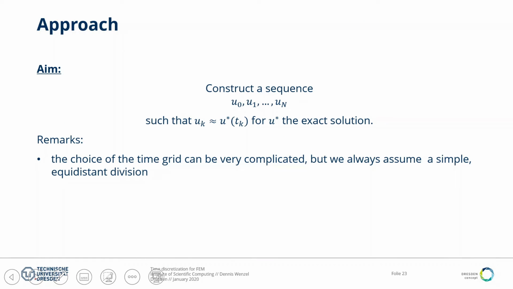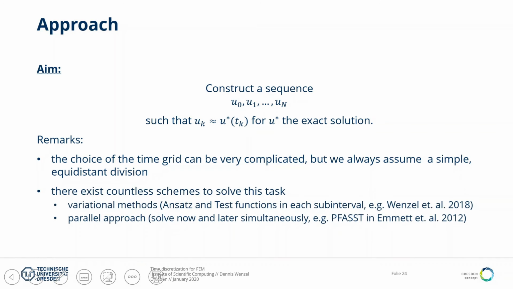Some remarks. The choice of the time grid can be complicated, or you can make it complicated. So there is a ton of theory about how to properly choose time stepping grids, but we are just going to keep it simple here because we always assume an equidistant division. And for our needs, this is completely fine, but you could always easily change this for a different scheme. And there exist countless time discretization methods, and these problems of ordinary differential equations and how to solve them numerically, this is super old, and that's why there is so much theory about it.